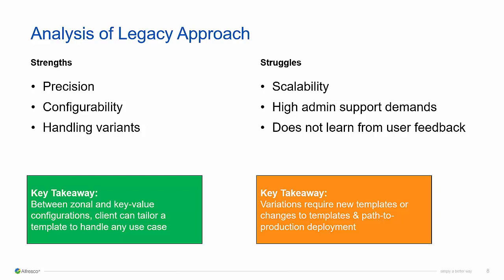Based on our experience with clients using the legacy approach, its strengths are precision, configurability, and handling variance. Basically, between zonal and key value configurations, a client can create a template to correctly index any particular document format. The struggles that we've seen with this approach are lack of scalability and high admin support demands, stemming from the fact that this system does not learn from user feedback. Basically, any variations in incoming content require new templates or changes to existing templates, followed by a path to production deployment of the template updates.